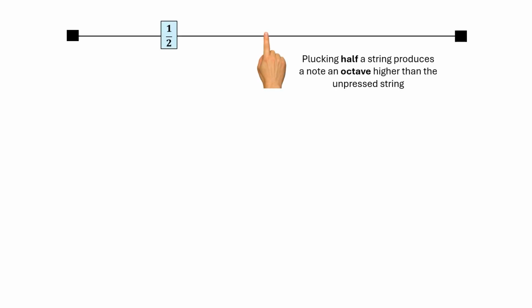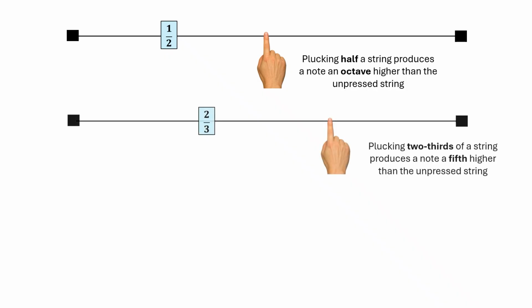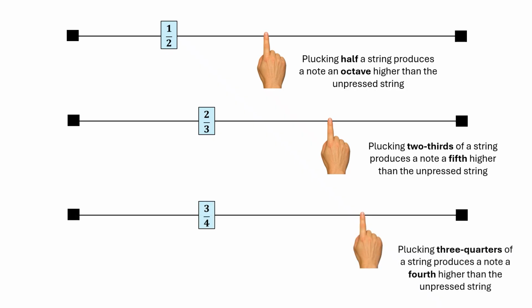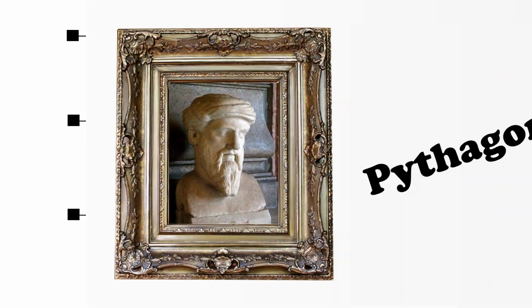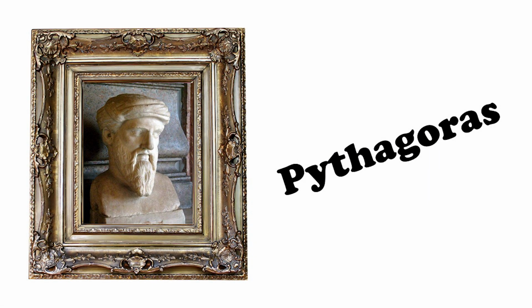Did you know plucking half a string produces a note an octave higher than the unpressed string? Plucking 2/3 of a string produces a note a fifth higher than the unpressed string, and plucking 3/4 of a string produces a note a fourth higher than the unpressed string. These are just some of the discoveries made by Pythagoras.